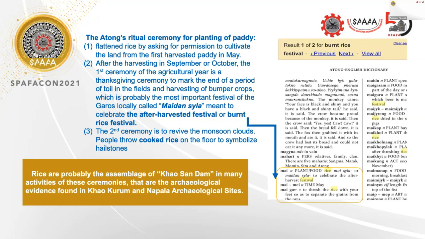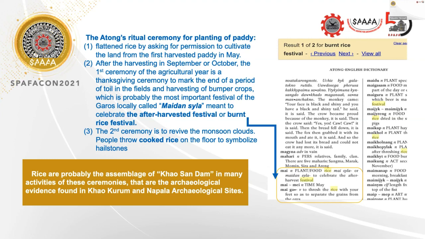The second is after the harvesting in September or October. The first ceremony of the agricultural year is a Thanksgiving ceremony to mark the end of the period of toil in the field and harvesting of a bumper crop. It says something like that, which is probably the most important festival of the Garo, locally called Maidan Sila, meaning to celebrate the after-harvest festival or burnt rice festival. That makes me want very much to learn about the Maidan Sila.